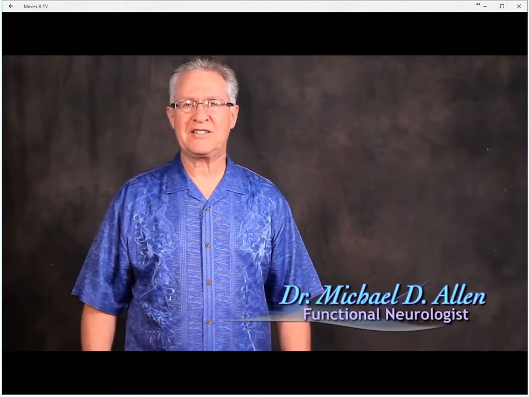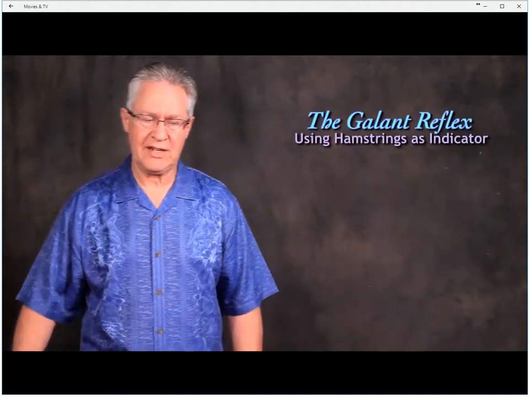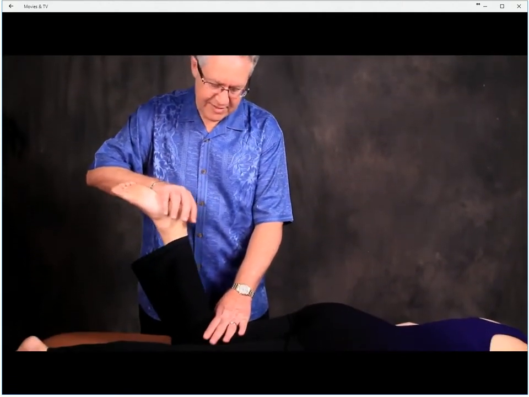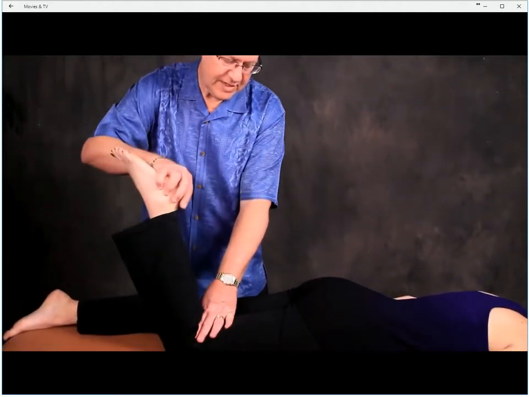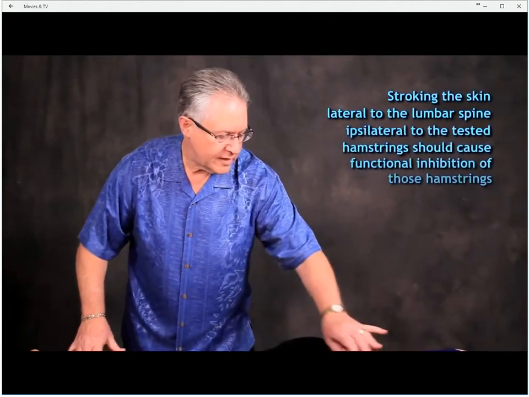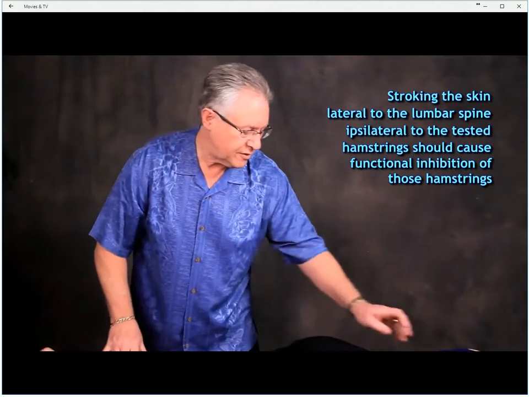I'm Dr. Michael Allen, author of the book Receptor-Based Solutions, Functional Neurology Every Doctor Should Know. Here today with my niece Emily, and we're talking about the Galant Reflex using the hamstrings as an indicator. Hold strong, don't let me push. This is a functionally facilitated hamstring on each side, stroking the lumbar spine just right next to the spine, ipsilateral to the test. The hamstring should be functionally inhibited.